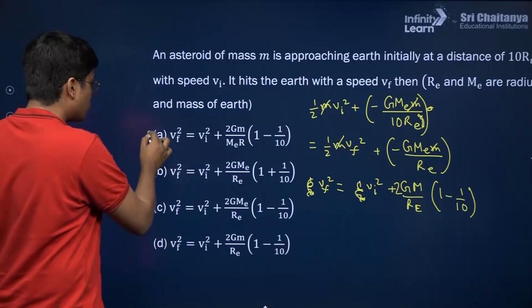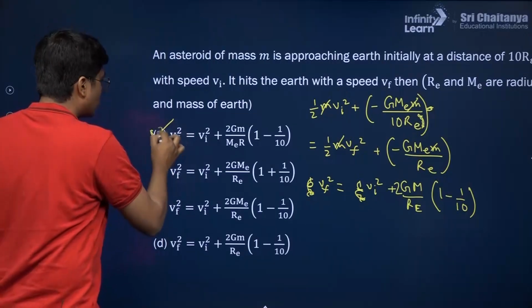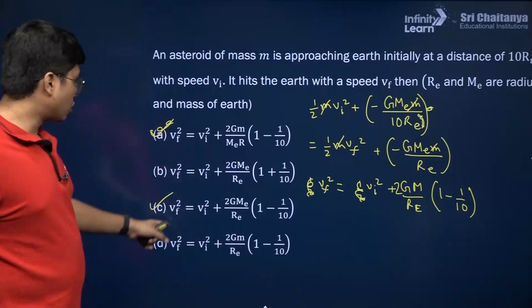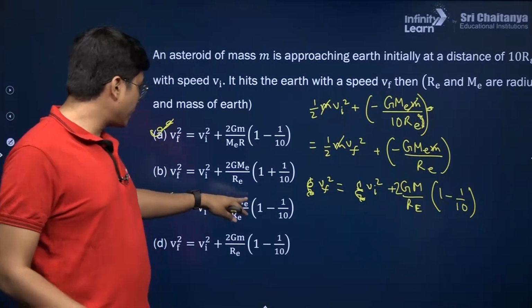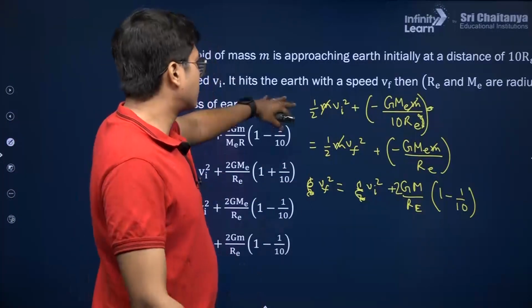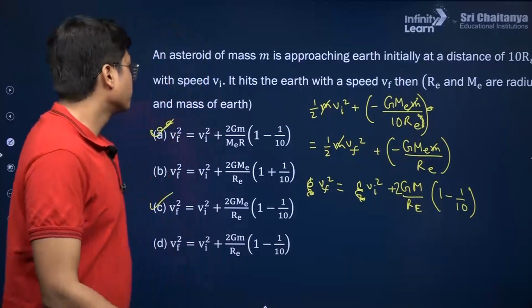Do we have an option here? I think it's option 1. No, there's an M up top. It's option C. Yes, it's option C, because vi square plus 2 G Me by RE into 1 minus 1 by 10. Okay, it's simple, it's basic conservation of mechanical energy.